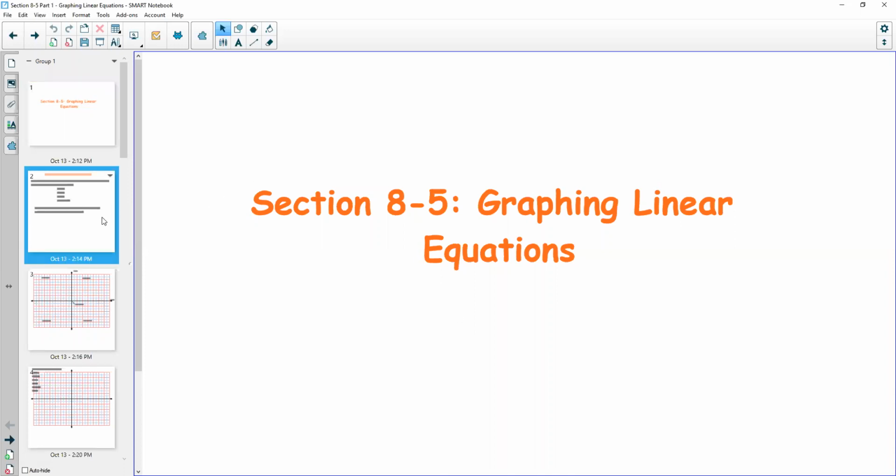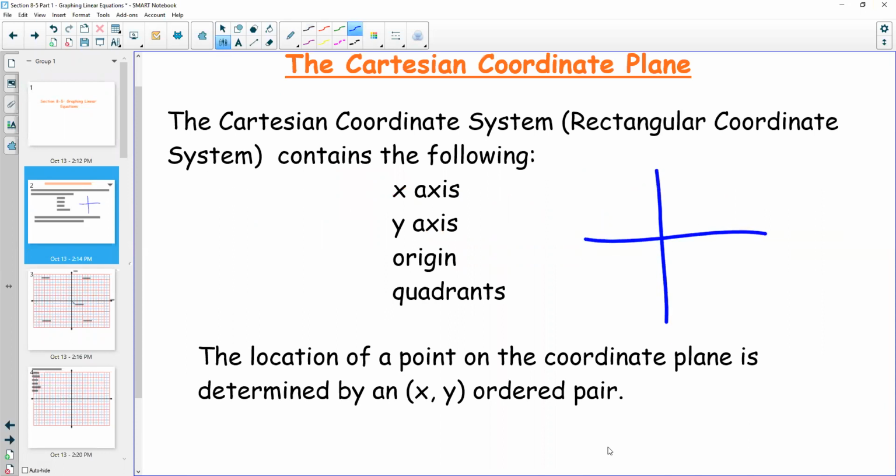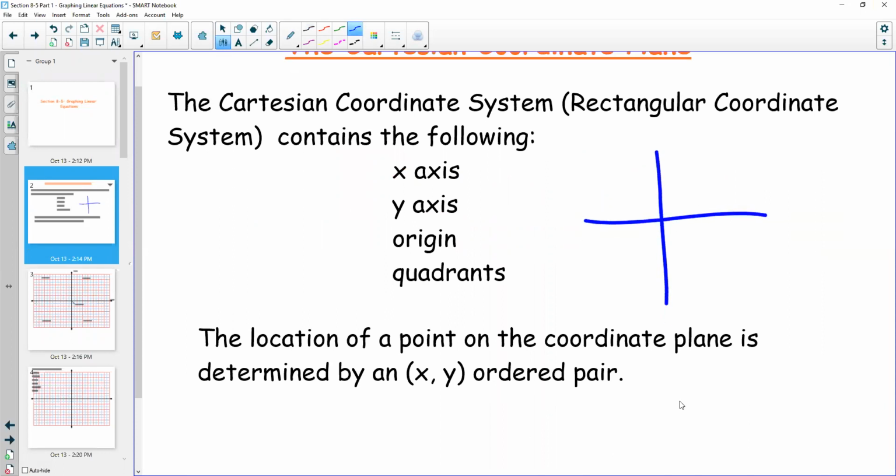So when we're talking about graphing and linear equations, we're talking about things in the Cartesian coordinate plane. All that means is the coordinate grid that you have seen for years and years, right? The coordinate system has an x-axis, a y-axis, an origin, 4 quadrants, and every point on the coordinate plane is determined by an ordered pair, by a location. Remember that the first number is always the x-coordinate and the second number is always the y.